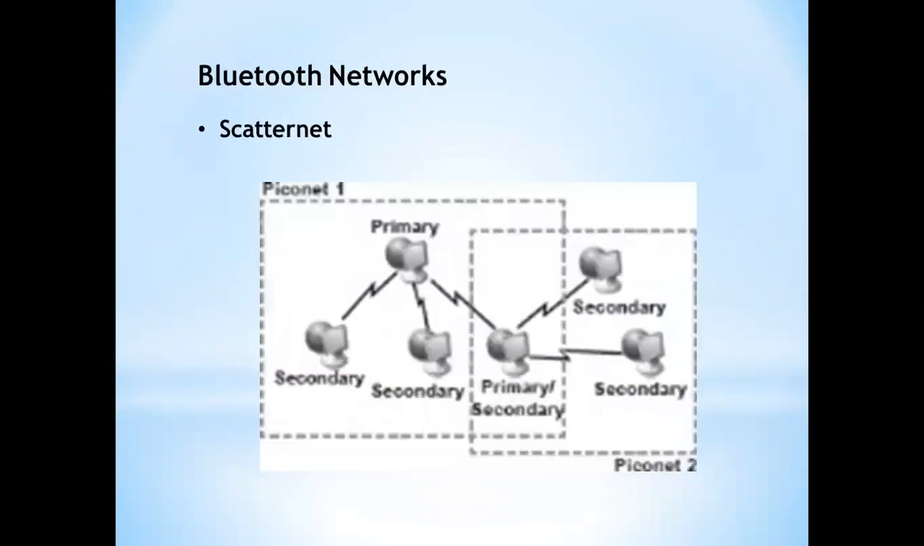Next is the scatternet. A scatternet is obtained by combining piconets, as shown in the figure. The figure shows a scatternet that consists of two piconets. A slave of the first piconet can act as a master in the second piconet. It will receive the message from the master in the first piconet by acting as a slave, then deliver the message to the slave in the second piconet. So the same device acts as a slave in the first piconet and as a master in the second piconet.